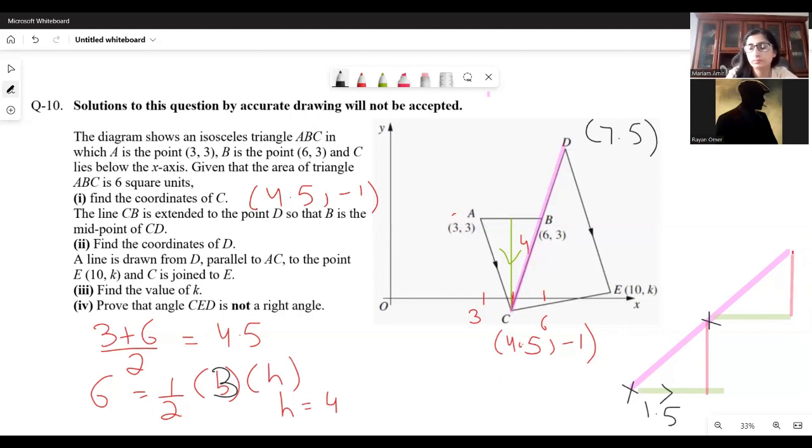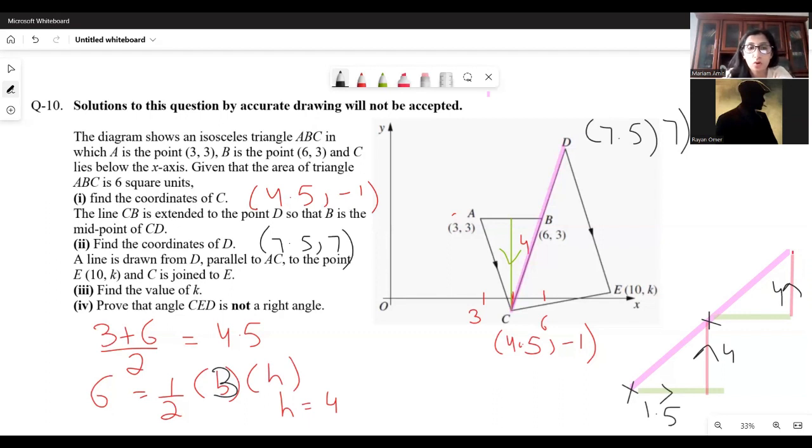Miss, we are going 4 units up. Yes, from -1 till 3, you're going 4 units up. So 3 plus 4 is 4, 5, 6, 7. So D should be 7.5 comma 7. Let's see. Yeah, that is correct. 7.5 comma 7. So you have the coordinates of D as well.